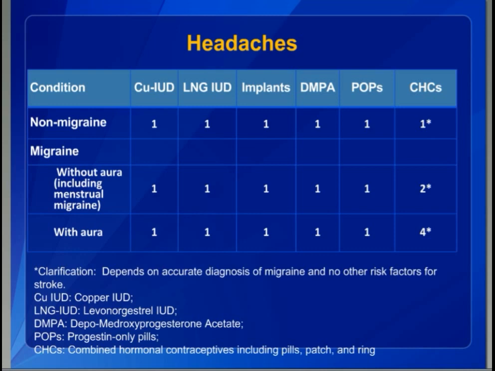These recommendations also assume women have no other risk factors for stroke, such as hypertension, smoking, or age. There's theoretical concern that among women with migraine with aura, the use of CHCs would further increase the risk of stroke, which is why CHCs are Category 4 for those women. But overall, women with migraine can use any method of contraception, with this one exception.